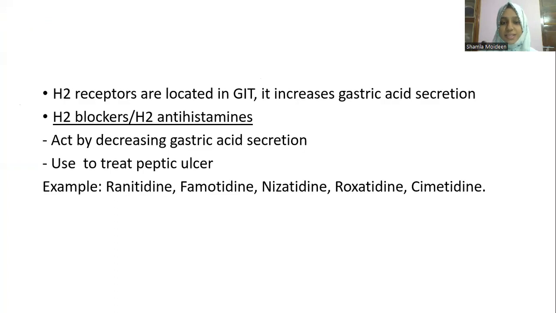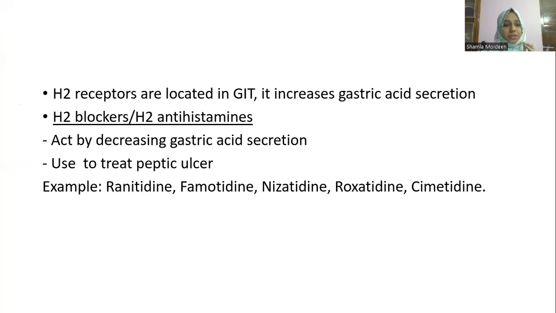H indicates histamine. It is an autocoid, or biological factor, which has been derived from the amino acid histidine. There are two types of H receptors, H1 and H2 receptors. H1 I will discuss later. Now I am focusing on H2 receptors.